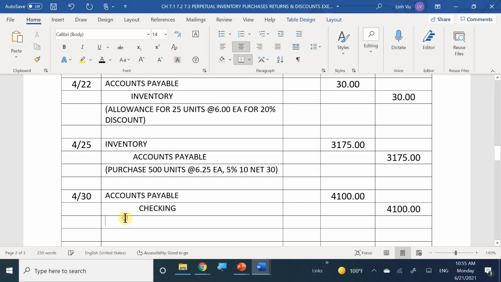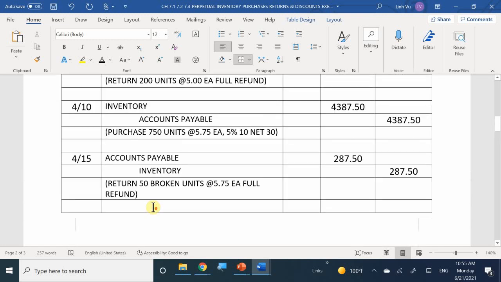So in this case, I'm going to make sure that I write here that I'm making a payment to Cuppy's Co. for purchases on April 5th, and we're going to use check number 1. This is our first check that we're writing out.